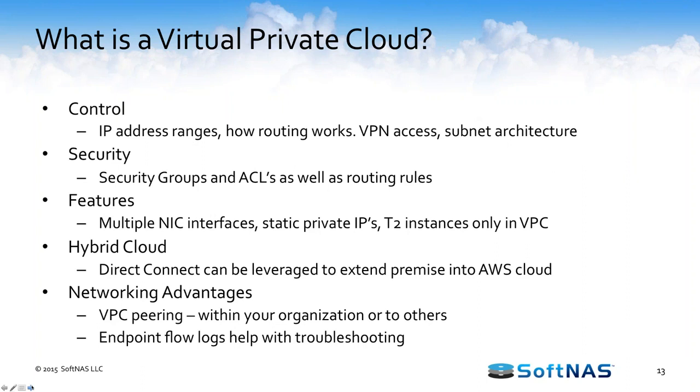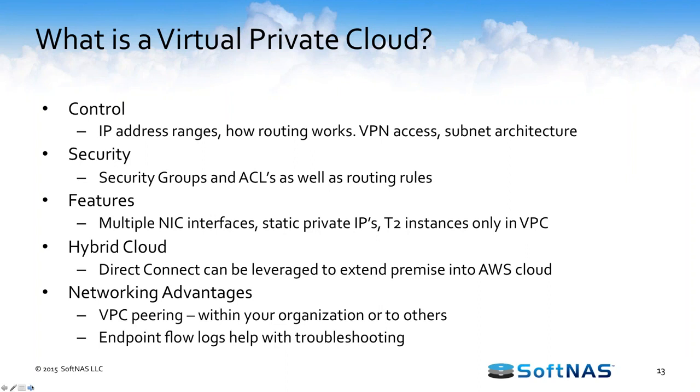When you talk about the main features available within a VPC, you can talk about control. You configure your IP address range, how the routing works, whether you're going to allow VPN access, and the architecture of the different subnets within the VPC. You have security options such as security groups and network ACLs, as well as specific routing rules that can be configured.